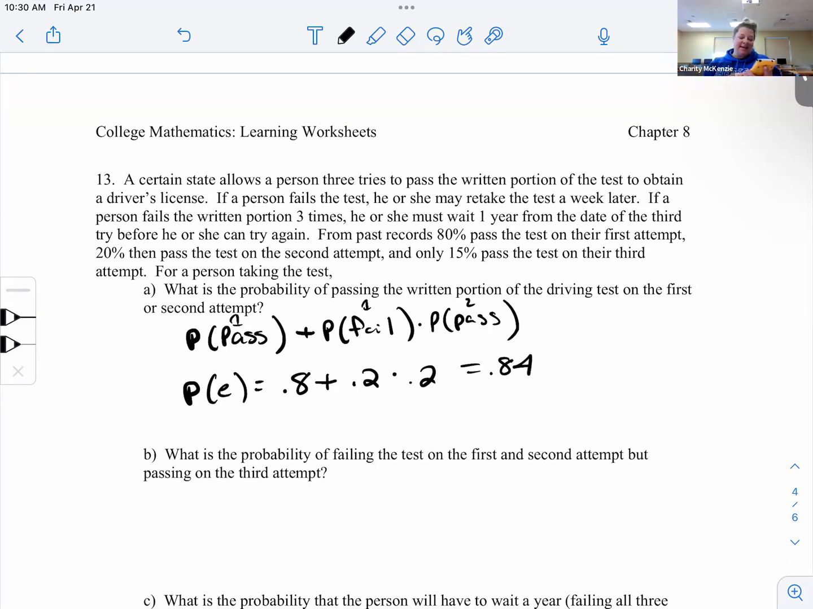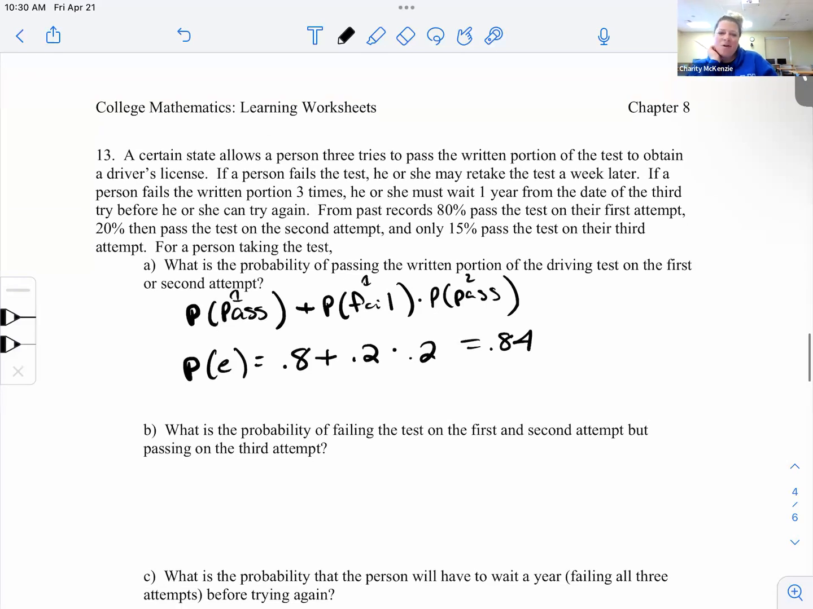And really, we could take the 0.2 times 0.2 and get 0.04. We can see that the probability of failing is 0.2 and of passing the second time is 0.2. So you can get the 0.84. You could also do a tree diagram of this one and then multiply your tree probabilities, which I show for 0.84. That's kind of a sweet way to do it too.